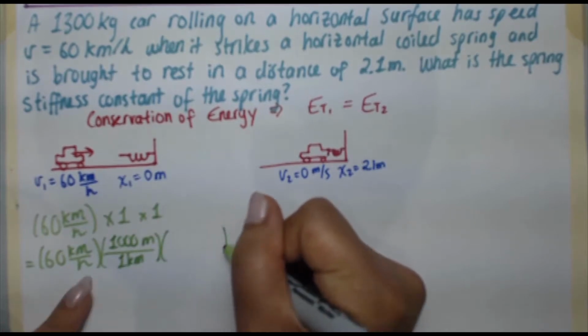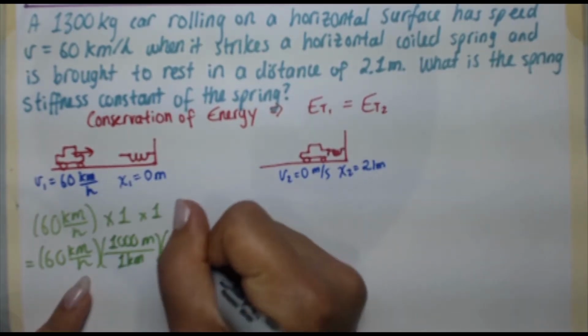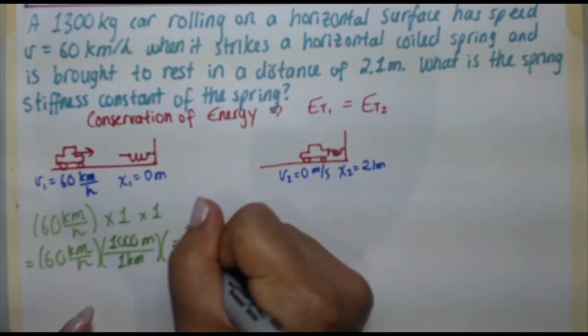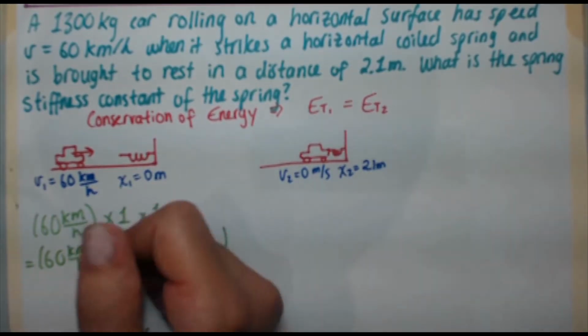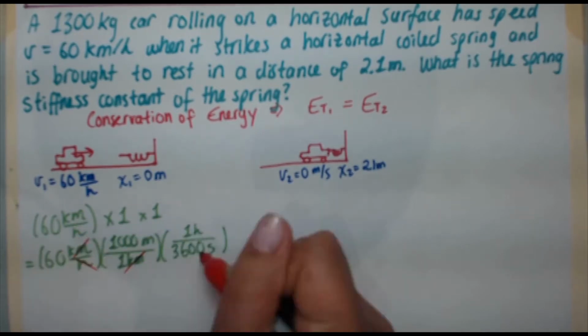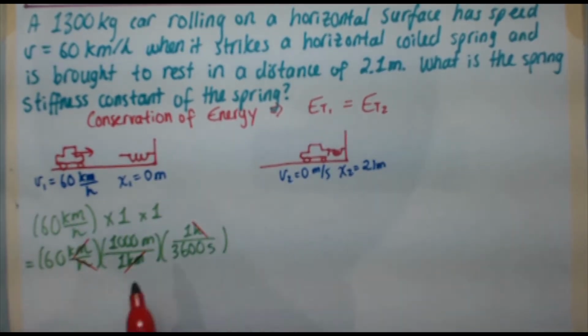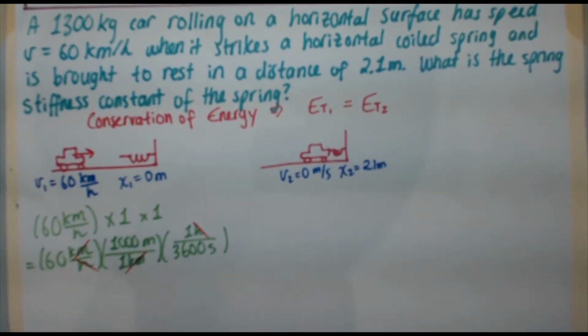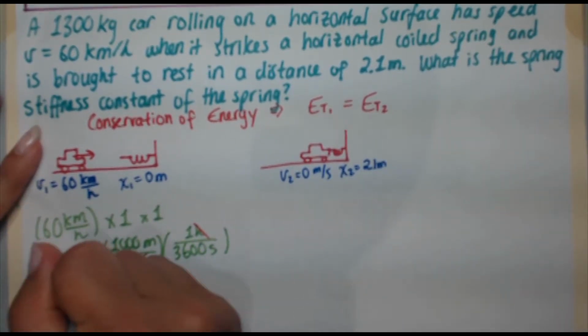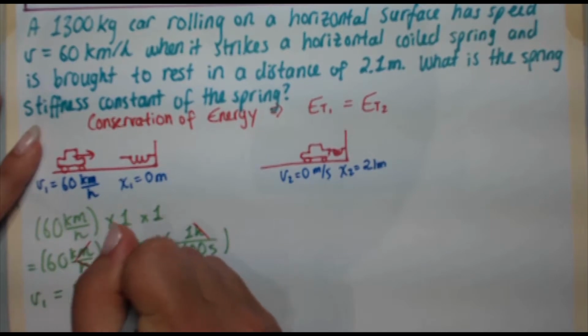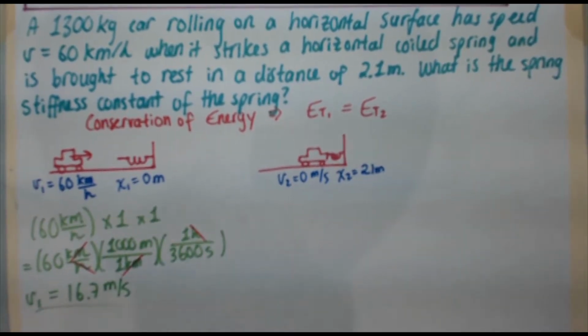To get rid of the hours, I'm going to say that 1 hour, and I need seconds on the bottom, is equal to 3,600 seconds. By doing that, you cancel out the km, you cancel out the h, and you're left with m over s. So 60 times 1,000 divided by 3,600. You're going to get your V1 to be 16.7 meters per second. So that's good. We can now use this in our problem.